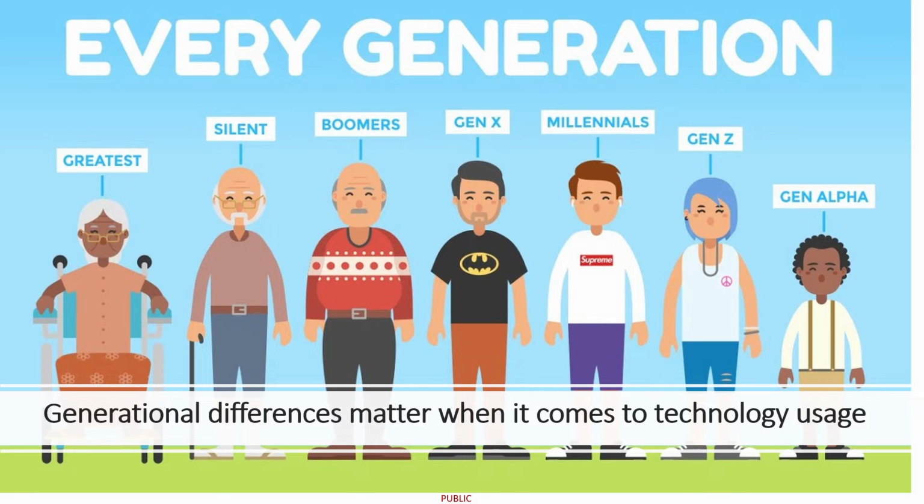Then we have the silent generation, then boomers, then generation X, then millennials, then generation Z, and then generation alpha. These are the names assigned by scientists to every generation depending upon their age and the year in which they were born. I can tell you this in a little more detail in my further slides. For now you have to know that there are mainly six types of generation: the silent, then boomers, then generation X, then millennials, then generation Z, and lastly generation alpha.